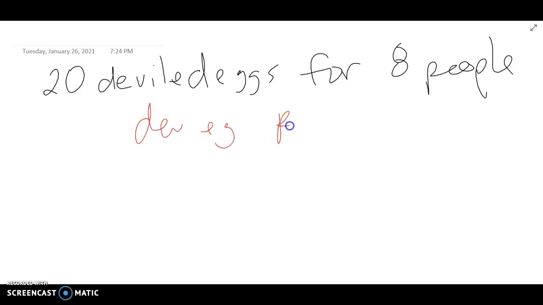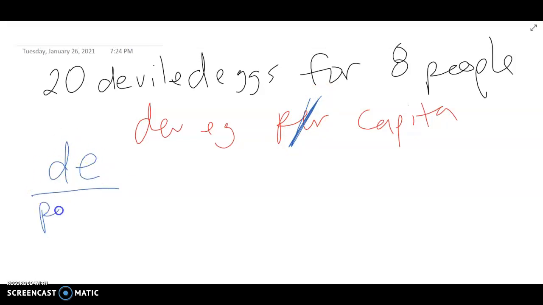Deviled eggs per capita. That's just the fancy way of saying, if we wanted to figure out how many deviled eggs one person could eat, that's what we want to know. So again, don't forget, per is the fraction bar. So the deviled eggs go on the top, the people go on the bottom. So we have 20 deviled eggs, we have 8 people. Now, that is a ratio, 20 over 8, right? It's a fraction, that is a ratio.